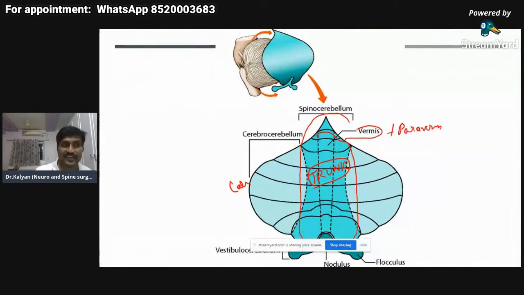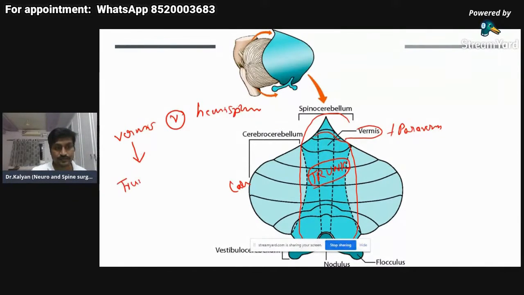So we have seen the function of archicerebellum, paleocerebellum, neocerebellum, and also the function of vermis versus hemispheres. Vermis is concerned with our trunk. Hemispheres are concerned with our limbs. This distinction is important for a physiotherapist.